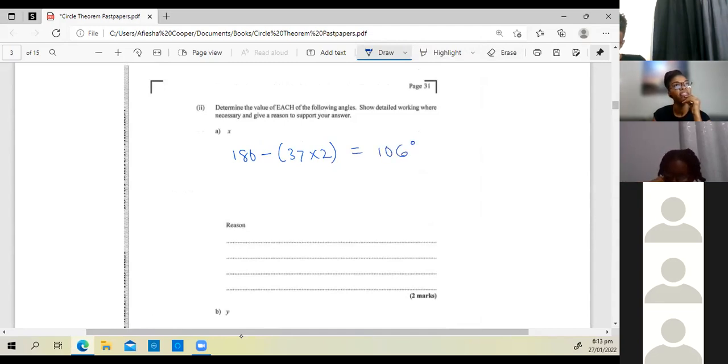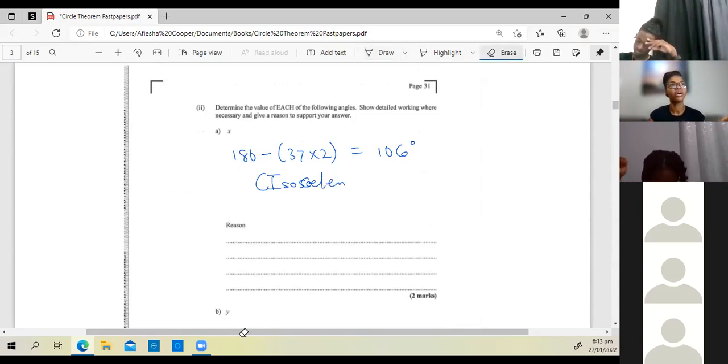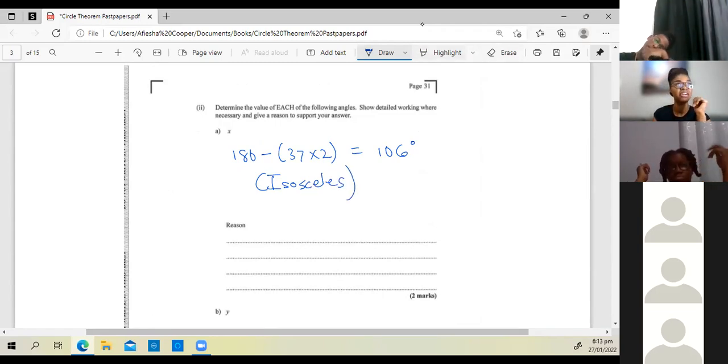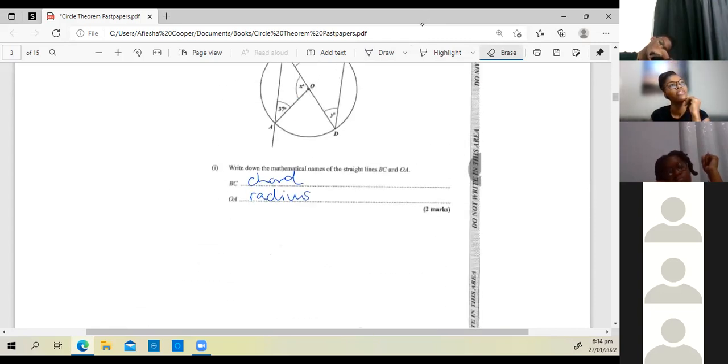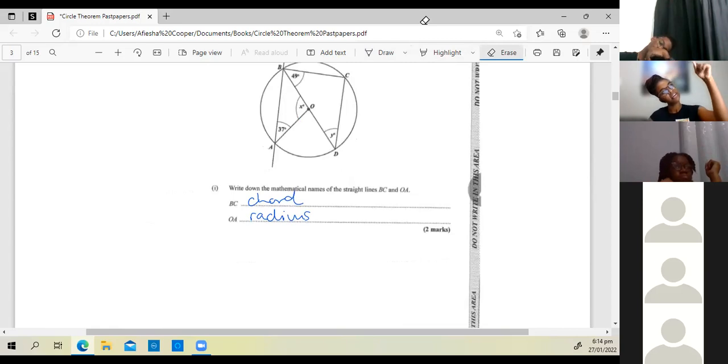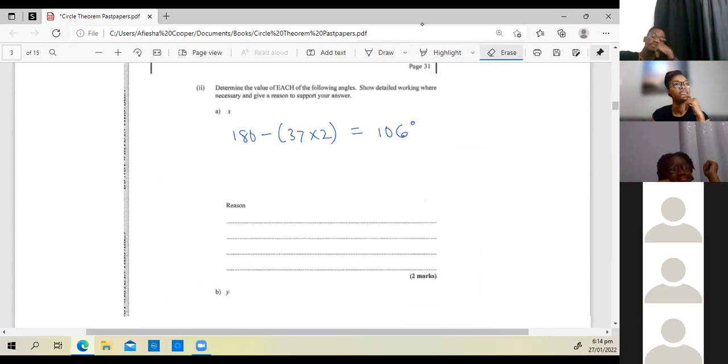So that's 106. Correct. Because why? Isosceles triangle, right? What is called isosceles? That triangle, the triangle that has 2 equal sides. So, everyone get with that? The rules of the isosceles triangle, 37 and 37, and therefore X will be the remainder from the 180.